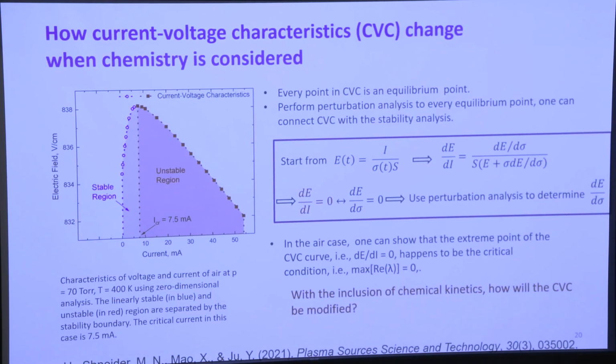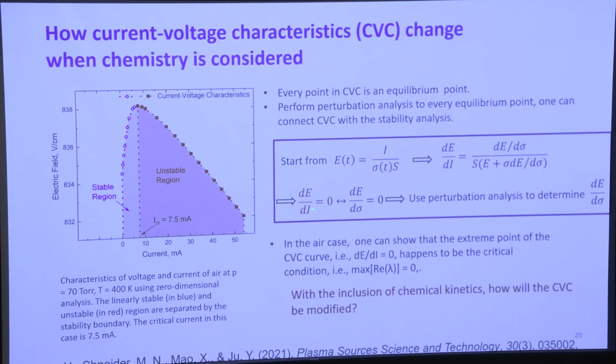Then you can start to show how the electric field depends on the current. If you take the derivative of the electric field as a function of current or conductivity, you see dE/dI, and you can say that dE/dI equals 0. At this point, it separates the stable regime and the unstable regime.